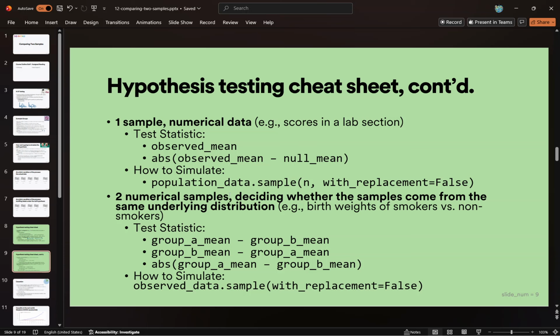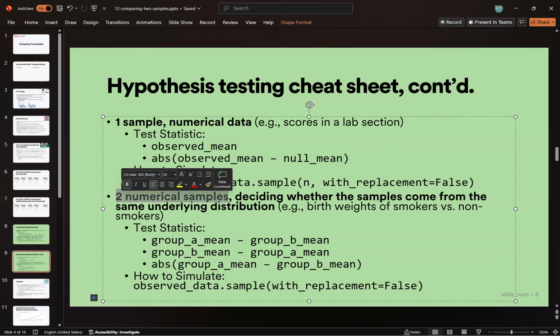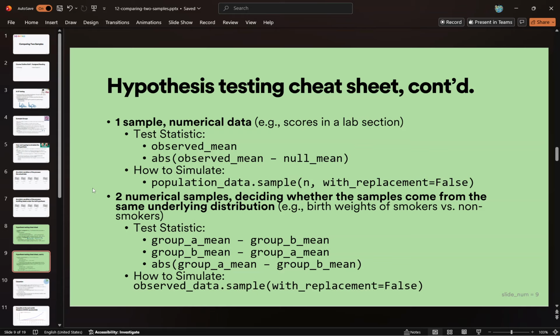So we've technically got 2 numerical samples. That's what we had today. Even though it was in one data set, we really had 2 numerical samples: one group of smoking mothers and one group of non-smoking mothers. We were trying to figure out, did those samples come from the same distribution?